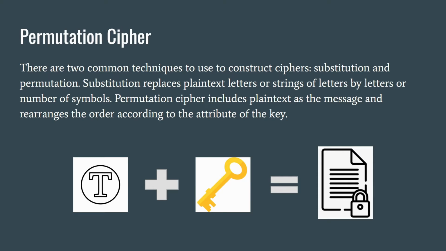So, the permutation cipher. There are 2 common techniques used to construct ciphers: substitution and permutation. Substitution replaces plain text letters or strings of letters by letters or numbers or symbols. Permutation ciphers take the plain text as the message and rearrange its order according to the attribute of the key. Now we'll be passing the slide to Brendan.